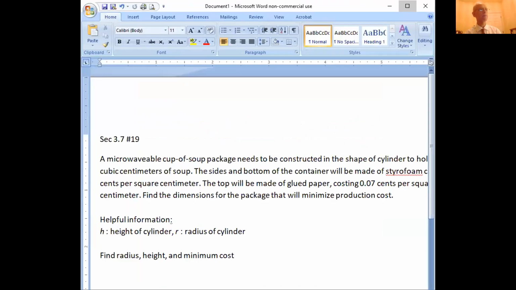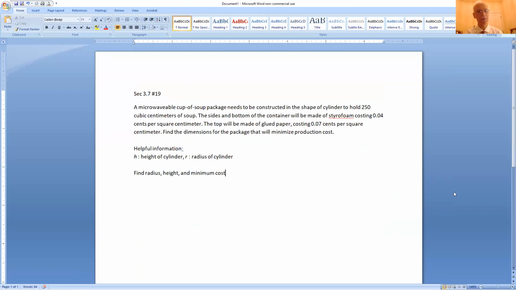So let's see. Section 3.7, number 19. A microwavable cup of soup package needs to be constructed in the shape of a cylinder to hold 250 cubic centimeters of soup. The side and the bottom of the container will be made of styrofoam, costing 0.04 cents per square centimeter. Oh, look at this. The other part, the top, will be made of glued paper costing 0.07 cents. So I better be careful with that.